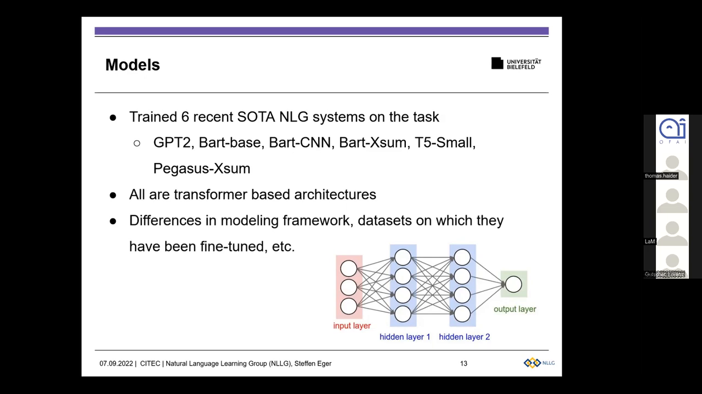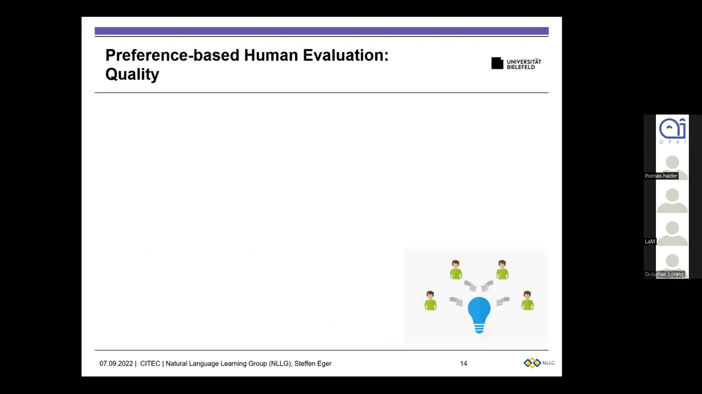Differences between those models are in modeling frameworks. For example, some of those models are decoder-only models, other models are encoder-decoder, but more important than this are the data sets on which they have been fine-tuned. For example, this BART XSUM here has been fine-tuned on summarization data sets. So summarization can be considered a good fine-tuning task because abstract to title generation is similar to summarization.